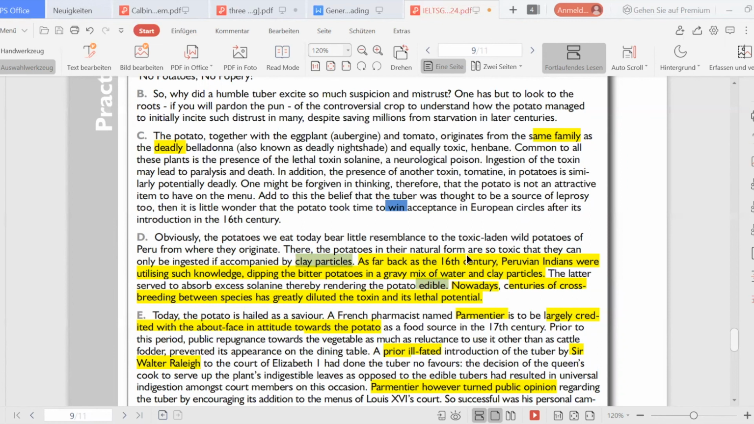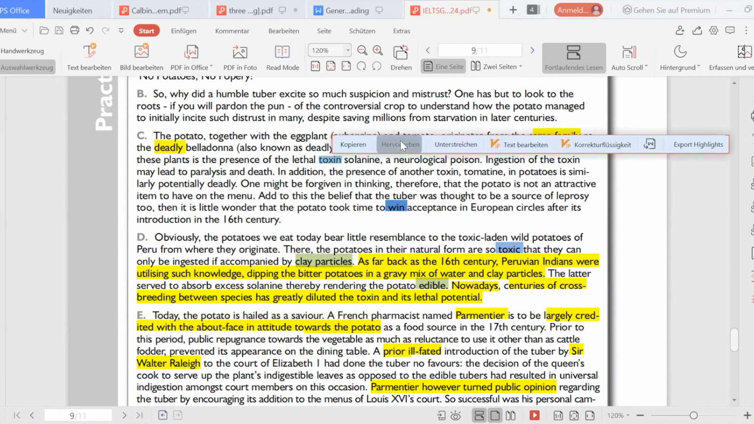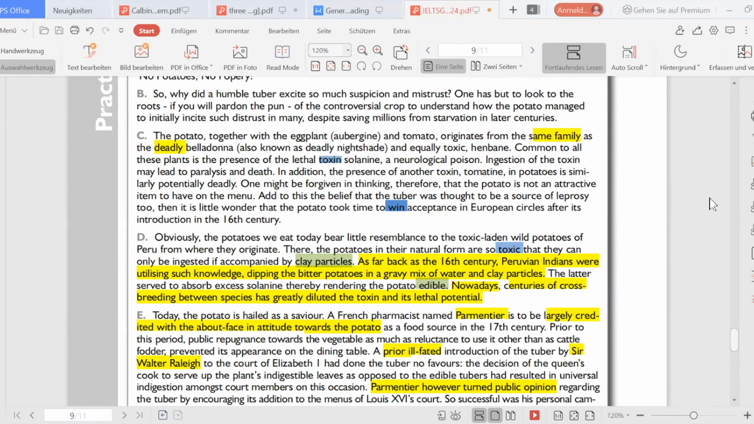Yes, so there's actually the word toxic, and it should also be somewhere. Okay, so common to all these: toxin, as a poison. That's also a keyword, a related word to poison. Injection of the toxin may lead to paralysis and death.